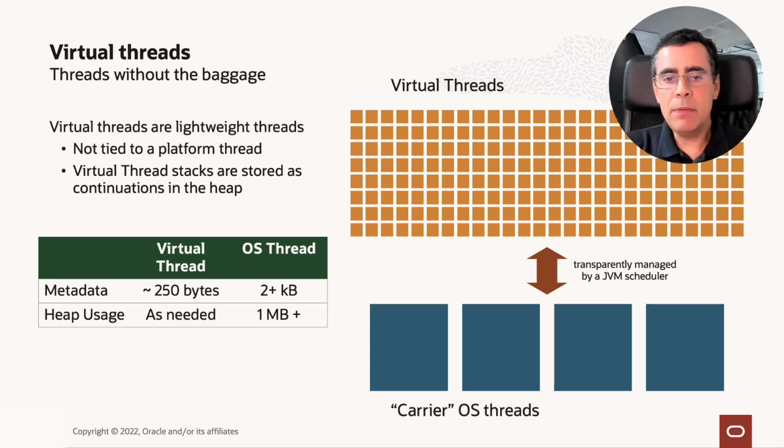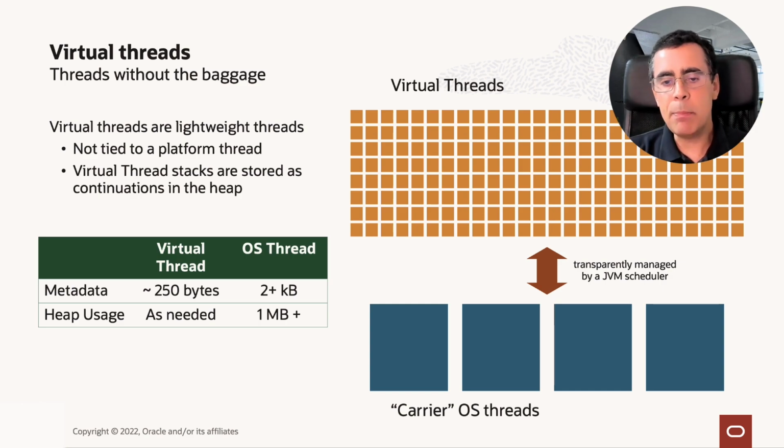From a user perspective, Loom has almost no new APIs. The main new runtime construct is virtual threads, which share today's thread APIs and semantics. But they're implemented differently from existing platform threads. Rather than being tied to an OS thread and carrying around a big contiguous stack, virtual threads store their stack in the heap in the form of delimited continuations.